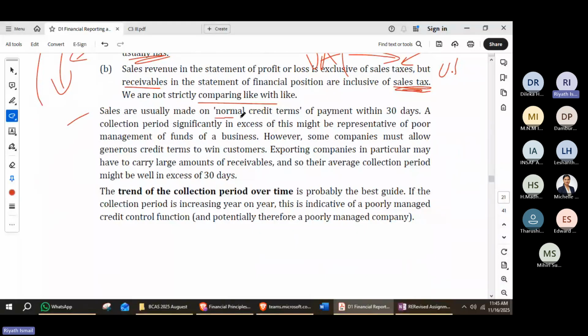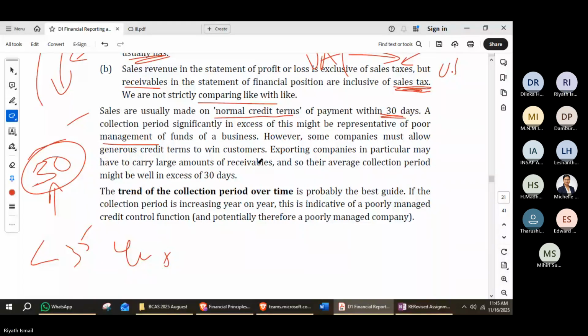Sales are usually made on normal credit terms of payment within 30 days. A collection period significantly in excess of this might be representative of poor management. Normally, your policy is giving a collection period of 30 days to a customer. When you do the ratio analysis, if it comes to 35, 40, 45 days, then it means you are in poor management. However, some companies must allow generous credit terms to win customers.